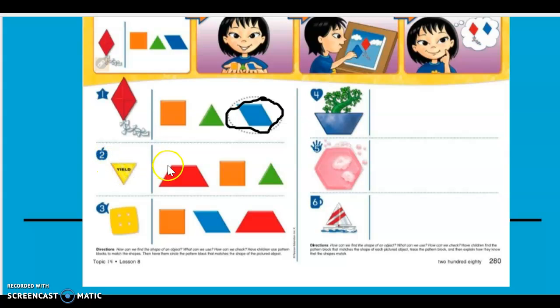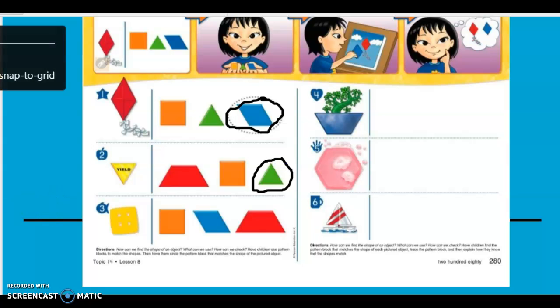So for number 2, we have a yield sign. Now, the yield sign, what shape is that one? You're right. It's not the shape of this one because we know that the triangle only has 3 sides. So the only one that has 3 sides is this triangle.